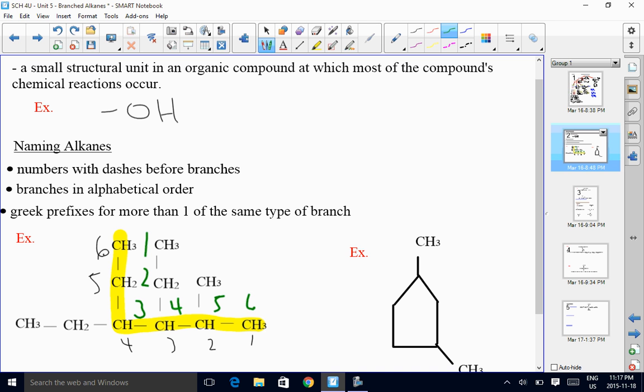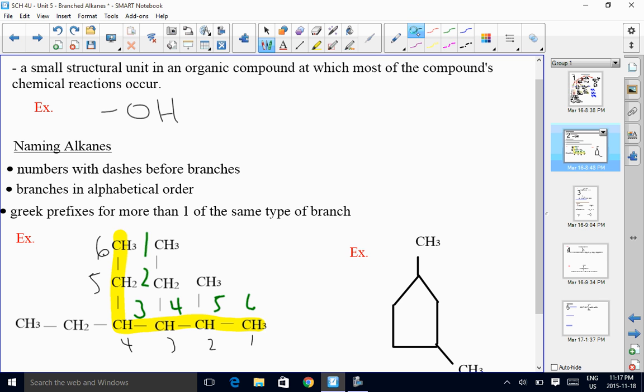My branches would be on the 3, 4, and 5. If I numbered it in black from right to left, I would get the branches on the 2, 3, 4. So the 2, 3, 4 is obviously smaller than 3, 4, and 5, right? So the way in black is correct. The way I numbered it in black.